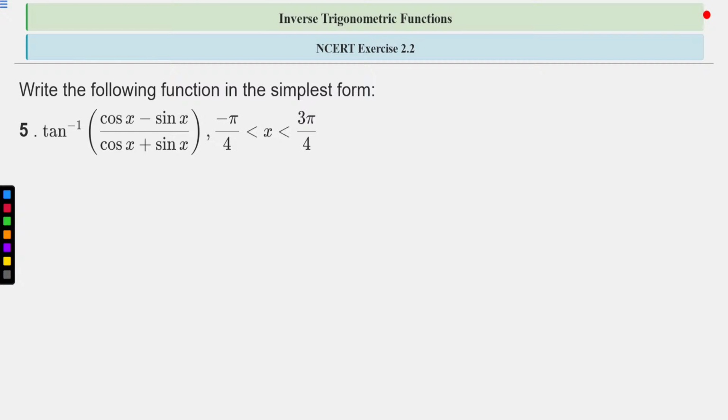The next question is, write the following function in the simplest form. We have to basically write the given function in the simplest form. So we will take tan inverse of cos x minus sin x upon cos x plus sin x, when x belongs to minus pi by 4 to 3 pi by 4, right? I am giving 10 seconds to solve or think about this question. After that, we will discuss the solution part, right?